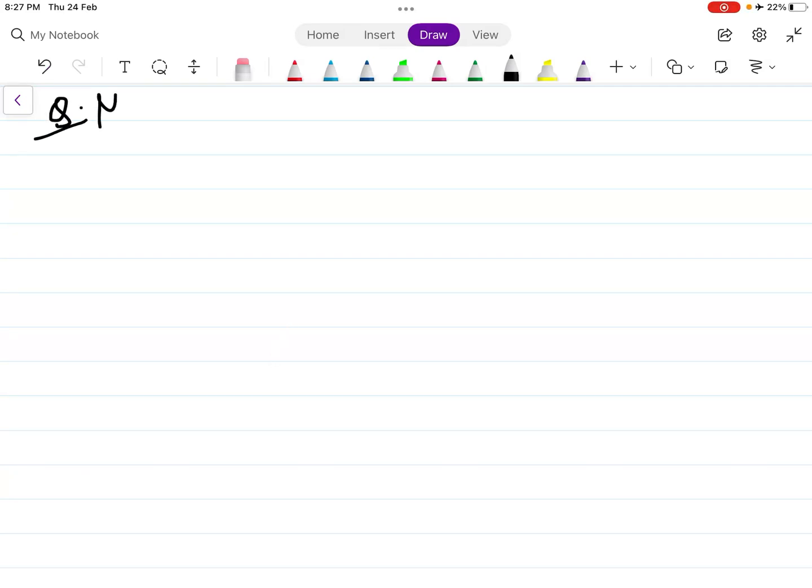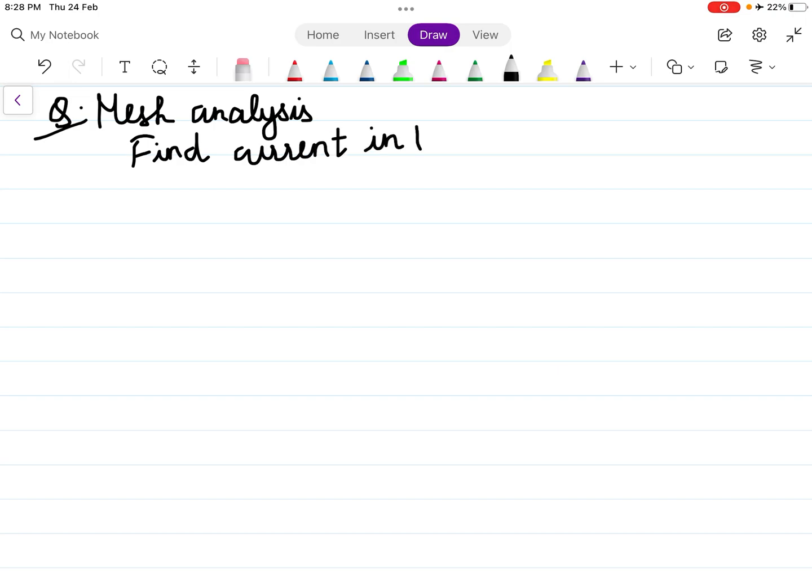Next question on mesh analysis. Find current in 10 ohm resistor. Find the current in 10 ohm resistor.